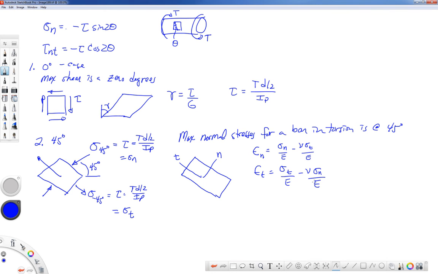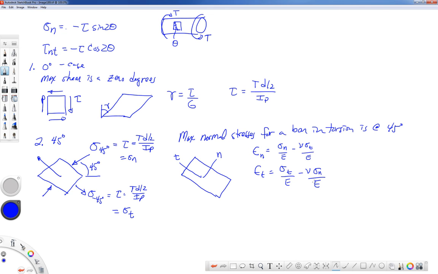All right, so one of your homework problems will just be simply to make these sketches and calculate the strains. In each case, the value of the stress at 0 and 45 degrees is the same number, torque times the diameter over 2 divided by the polar moment of inertia, but its meaning is different. At 0 degrees, it's a shearing stress, and at 45 degrees, that number is tensile and compressive normal stresses.